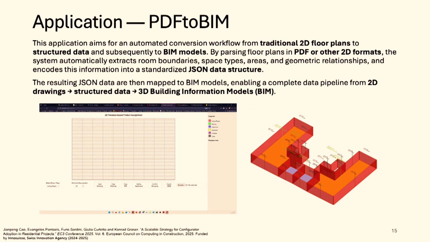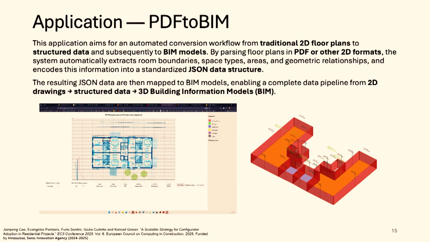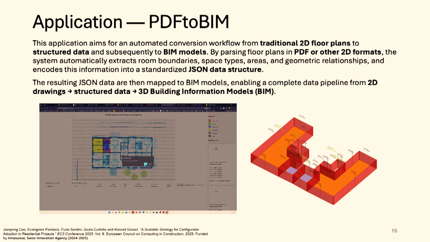The second application is 2D to BIM, or PDF to BIM. The goal is to automatically convert traditional 2D plans to BIM models. It involves 2 critical steps: first is geometry development, and the second is semantic enrichment. Here you will see how we parse a floor plan as a PDF and annotate the room types, room boundaries, and apartment partitions. All this information, like the coordinates and dimensions, is encoded in a standard JSON format, and then used for the 3D geometry development.